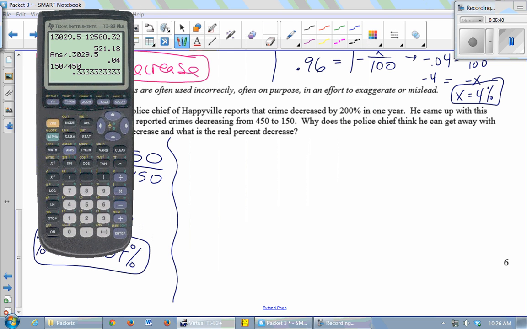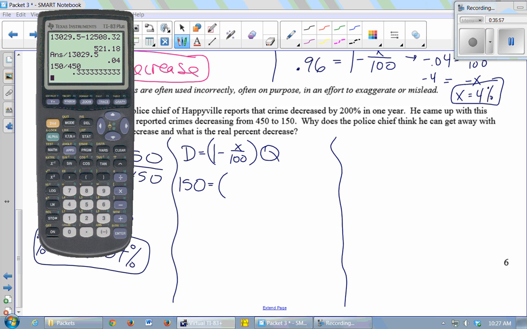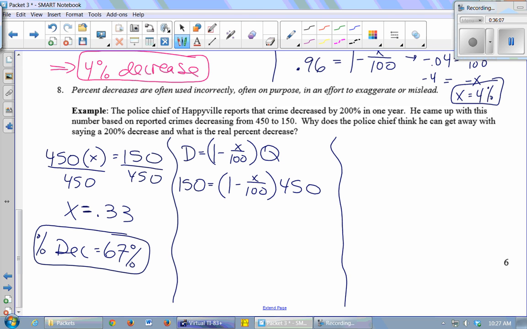Okay, another way is to use the formulas that I wrote on the beginning of the paper, right? We say the percent decrease is 1 minus x over 100 times your original quantity. So your decreased amount is 150. Your original quantity is 450. And we want to solve for x, which is the percent decrease. So there's no interpretation with this one. X is the percent decrease. In the first method, x was a multiplier that you had to interpret to get the percent decrease.